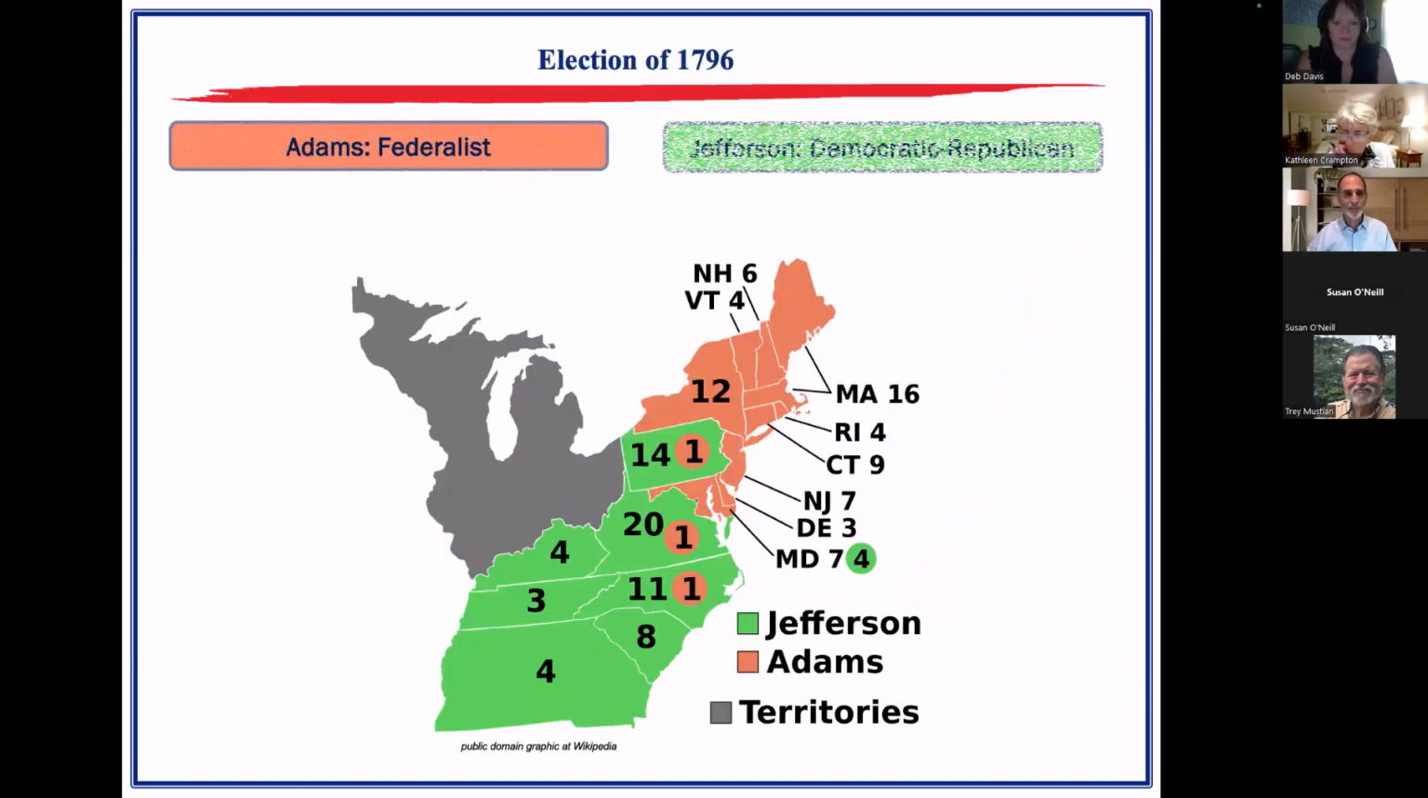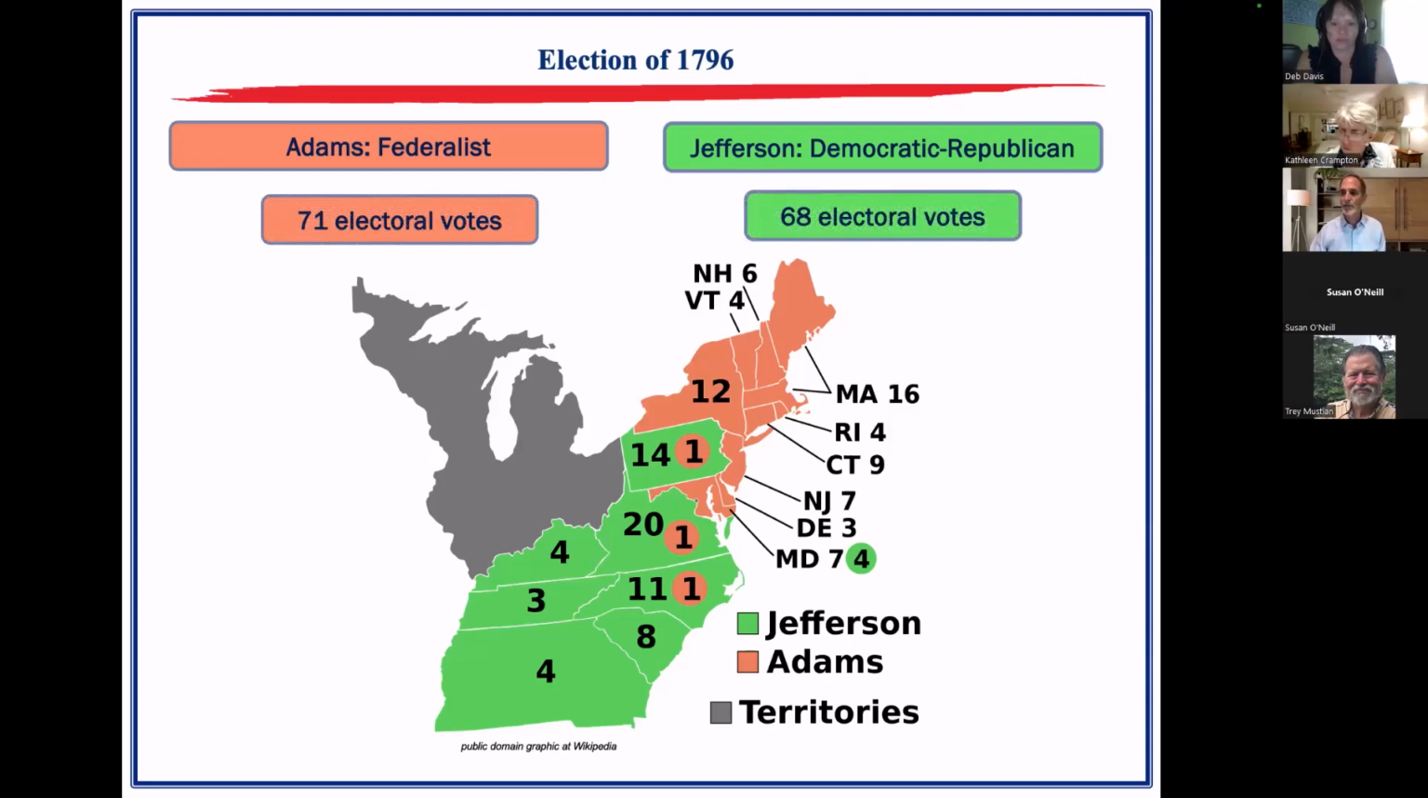Let me just show you this one. 1796 was one of the first elections, actually the 3rd election. George Washington decided not to run again, and we ended up with the election of 1796. John Adams, the Northern Federalist, is running against Thomas Jefferson, the Southern Democratic Republican. And in that election, Adams wins 71 electoral votes to 68 electoral votes.